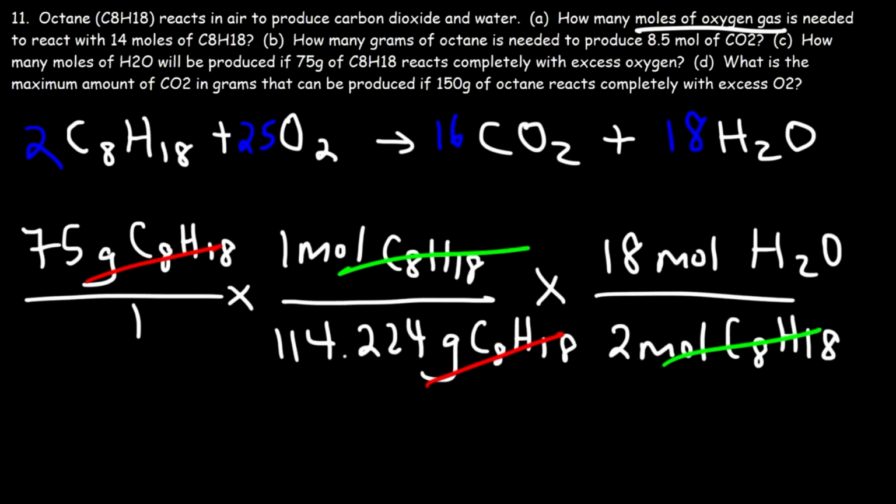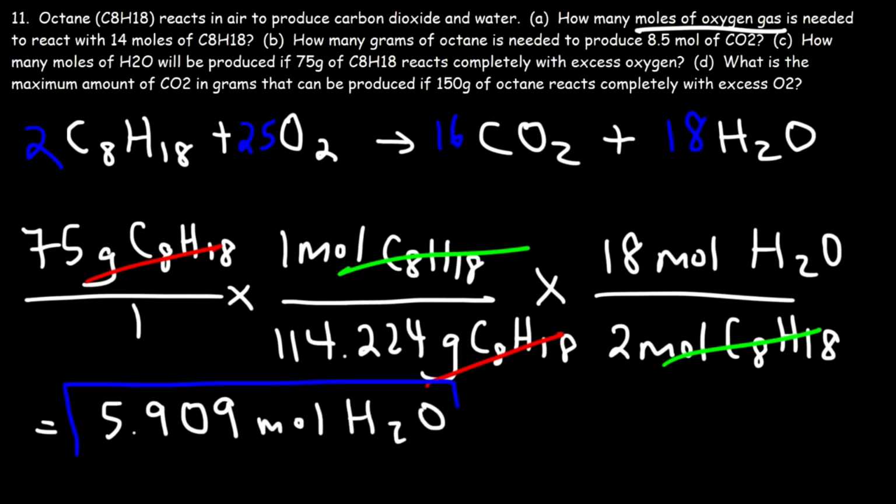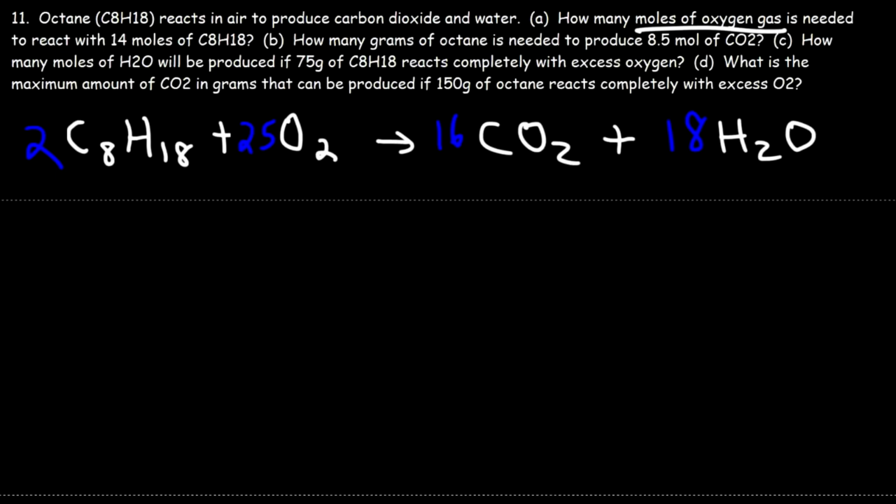So let's do the math. It's going to be 75 divided by 114.224 times 18 divided by 2, or just times 9. And so I got 5.909 moles of H2O. And so that's it for part C. Now, let's move on to part D.